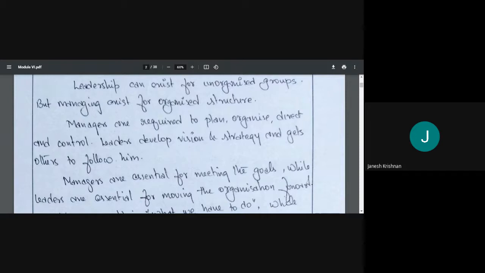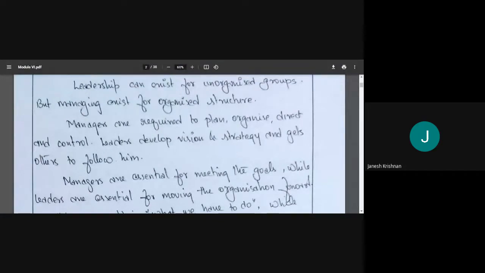Okay, so managers are required to plan, organize, direct, and control. Okay, basically managerial functions, and leaders develop the vision, the strategy. Okay, so the manager will tell you that we have to achieve this. That is our aim. Okay, and what will the leader do? The leader will develop a strategy by which we can achieve that, so that people will follow them.